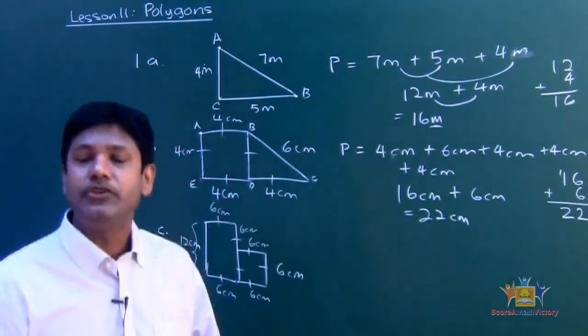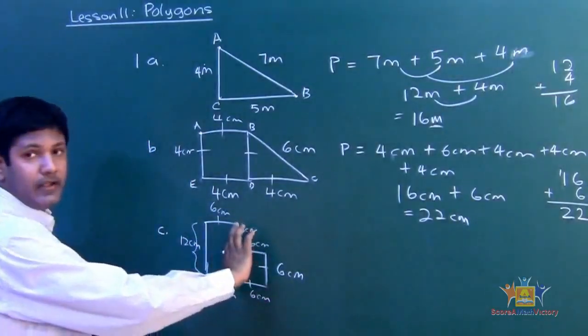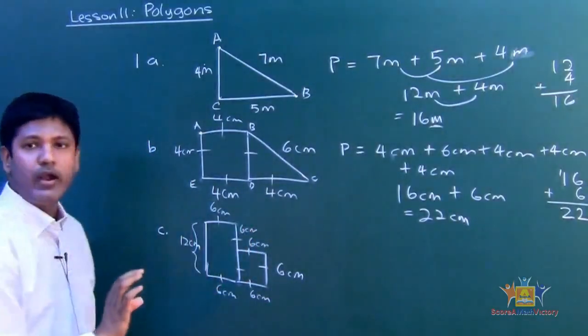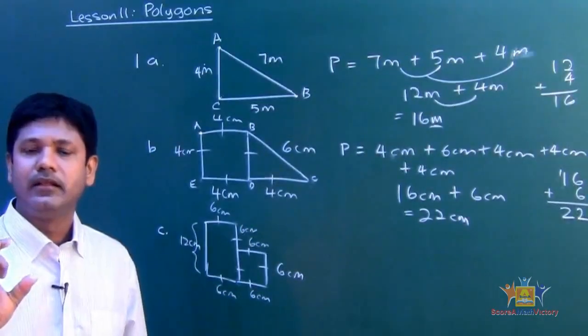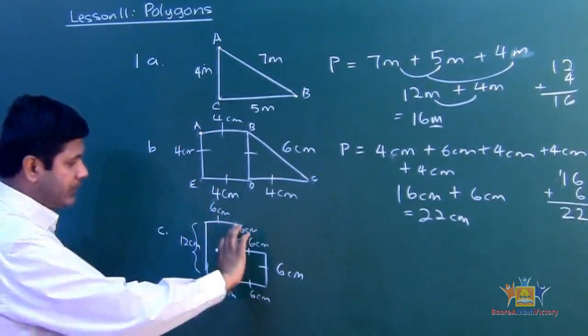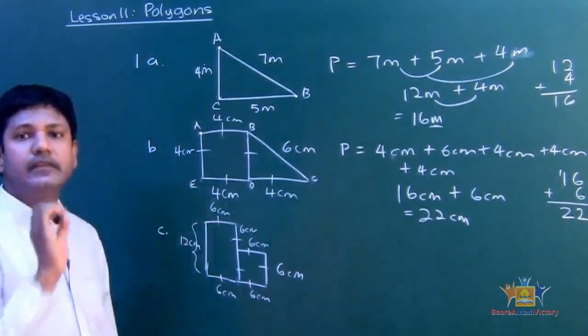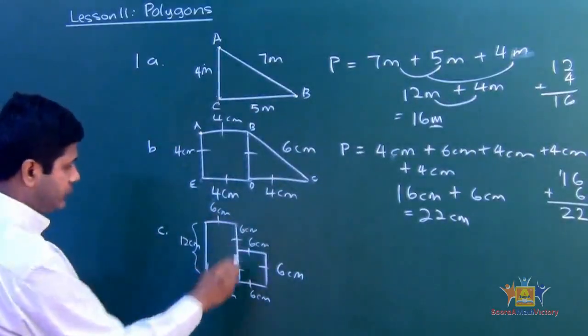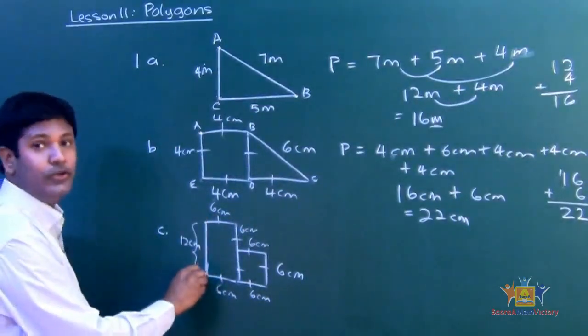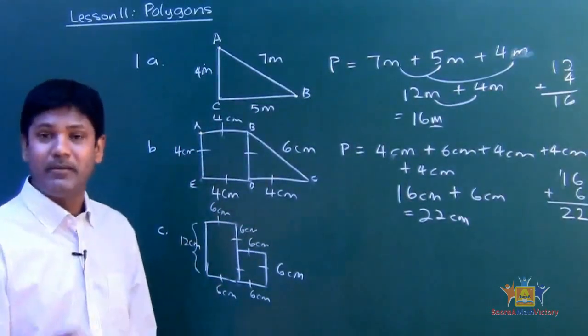It was not given to you, but you should be able to find it by knowing the length of a rectangle. The opposite lengths are always identical. You have to understand that characteristic of a rectangle: the opposite lengths are always identical. So if this is 12, what is this one going to be? Also 12.